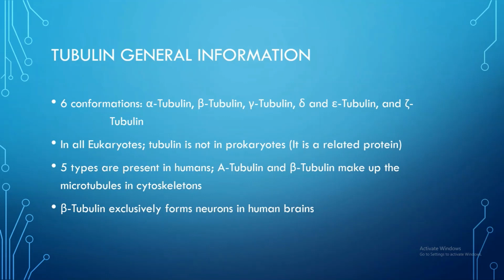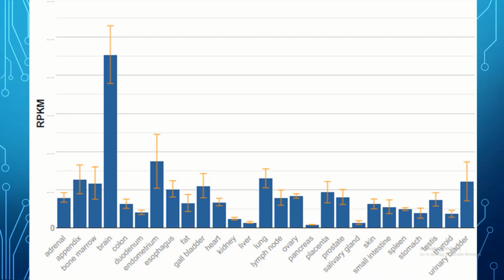However, we do know that there are microtubule-like structures, so there has to be some related protein. There are 5 types of tubulin in humans, and alpha and beta tubulin are what make up those microtubules in the cytoskeletons. Beta tubulin exclusively forms the neurons in human brains. In this image, we see just how highly expressed tubulin is in the brain compared to other organs in the body. It is so much greater compared to that of like the liver or the pancreas.